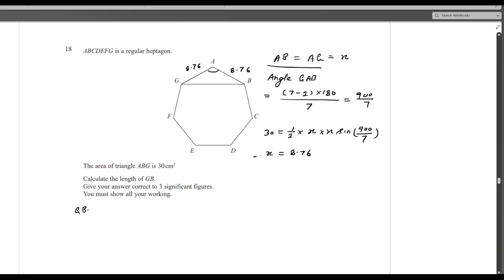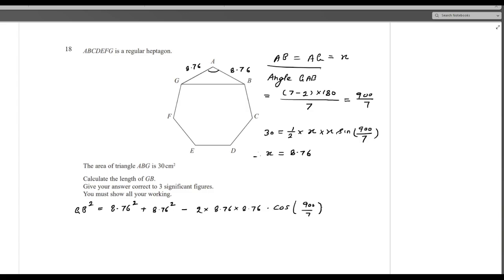So your GB square is equal to 8.76 square plus 8.76 square minus 2 times 8.76 times 8.76 times cos of the angle between them, which is 900 divided by 7. So GB square is 8.76 square times 2, because 2 times we are adding, minus 2 times 8.76 square once again times cos of the angle between them, 900 divided by 7.